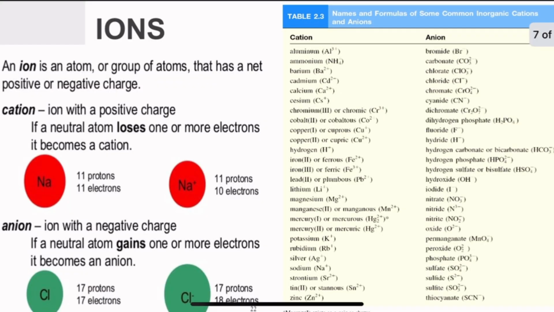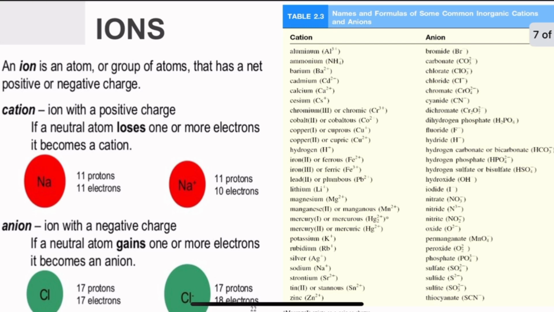An ion is an atom or a group of atoms that has a net positive or negative charge. For a positive charge, we call it a cation. If a neutral atom loses one or more electrons, it will become a cation. For a negative charge, we call it an anion. If a neutral atom gains one or more electrons, we call it an anion.